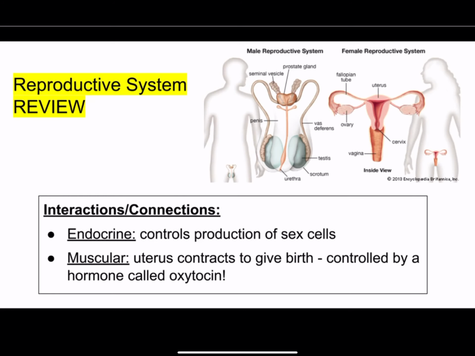And then lastly, we have interactions with the reproductive system. Obviously, look at what we just talked about. The main interaction is the endocrine system. It controls the production of those sex cells. So those different hormones play a huge role in the reproductive system and how it functions correctly. And then the last one is the muscular system, specifically when the uterus is contracting to give birth, which is again controlled by another hormone, oxytocin. So hormones play a gigantic role in the reproductive system.